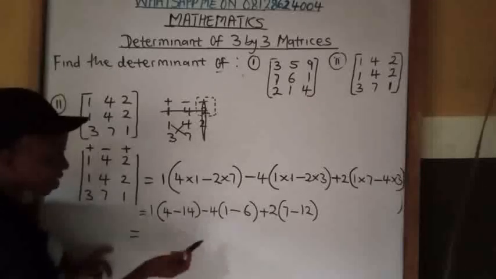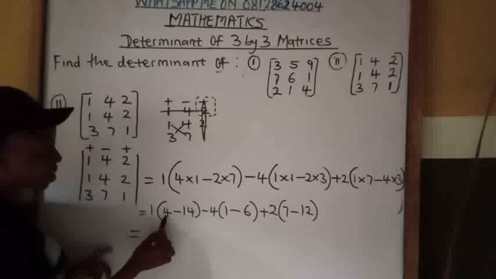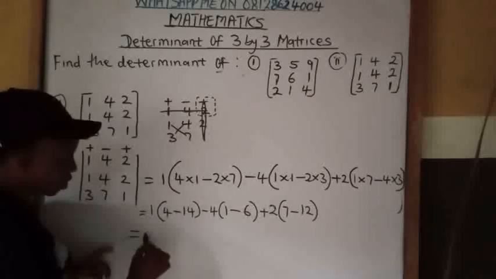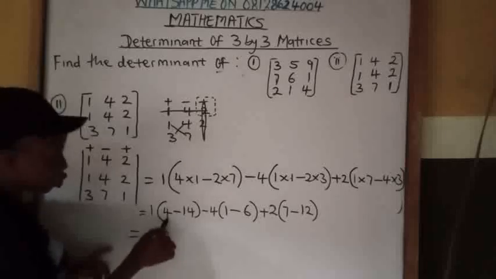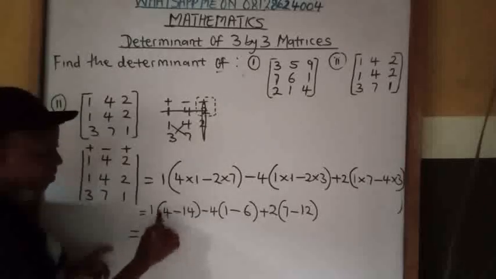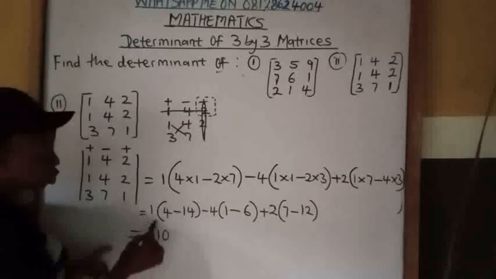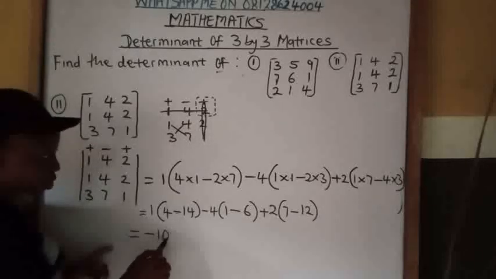So equal to 1 times what we have inside the bracket will give us what we have inside the bracket. So 4 minus 14 will give us minus 10. You have 4, you are owing someone 14 naira. So by the time you pay your debt, it will remain what? Your debt will remain minus 10. So minus 10 times 1 will give us minus 10.